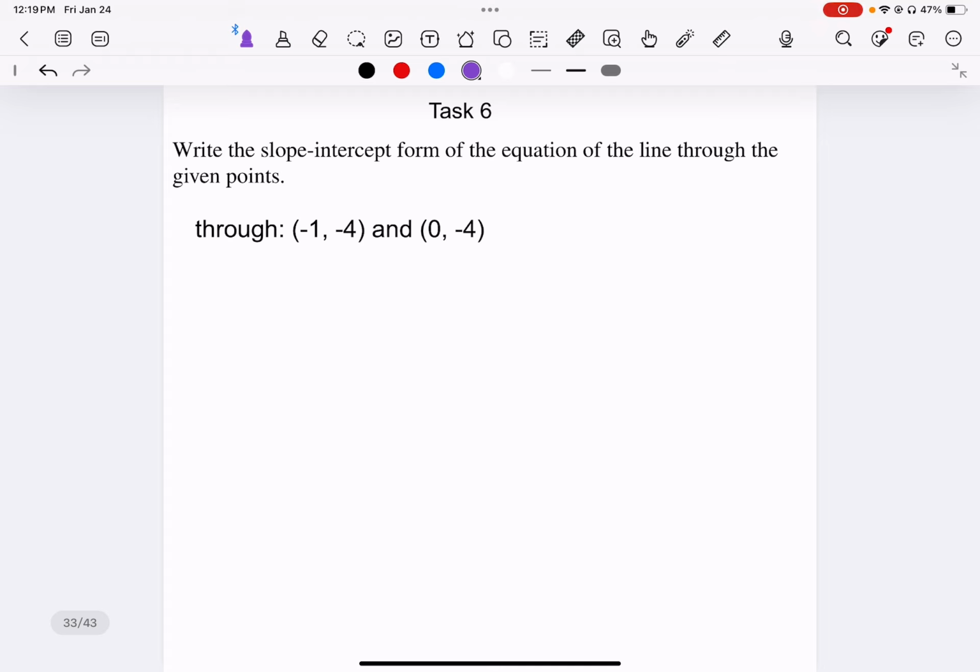And test 6, write the equation slope-intercept form. So I'm going to first find my slope. So I have negative 4 minus negative 4 over negative 1 minus 0. 0 over negative 1 gives me 0. So since my slope is 0, I have y equals 0x. And since I have a point where x is 0, negative 4 is my y-intercept. And I don't have to write the 0x, so it's just y equals negative 4. And I could have known that from the beginning because I noticed both of my y values are the same. So that's why it would be y equals negative 4.